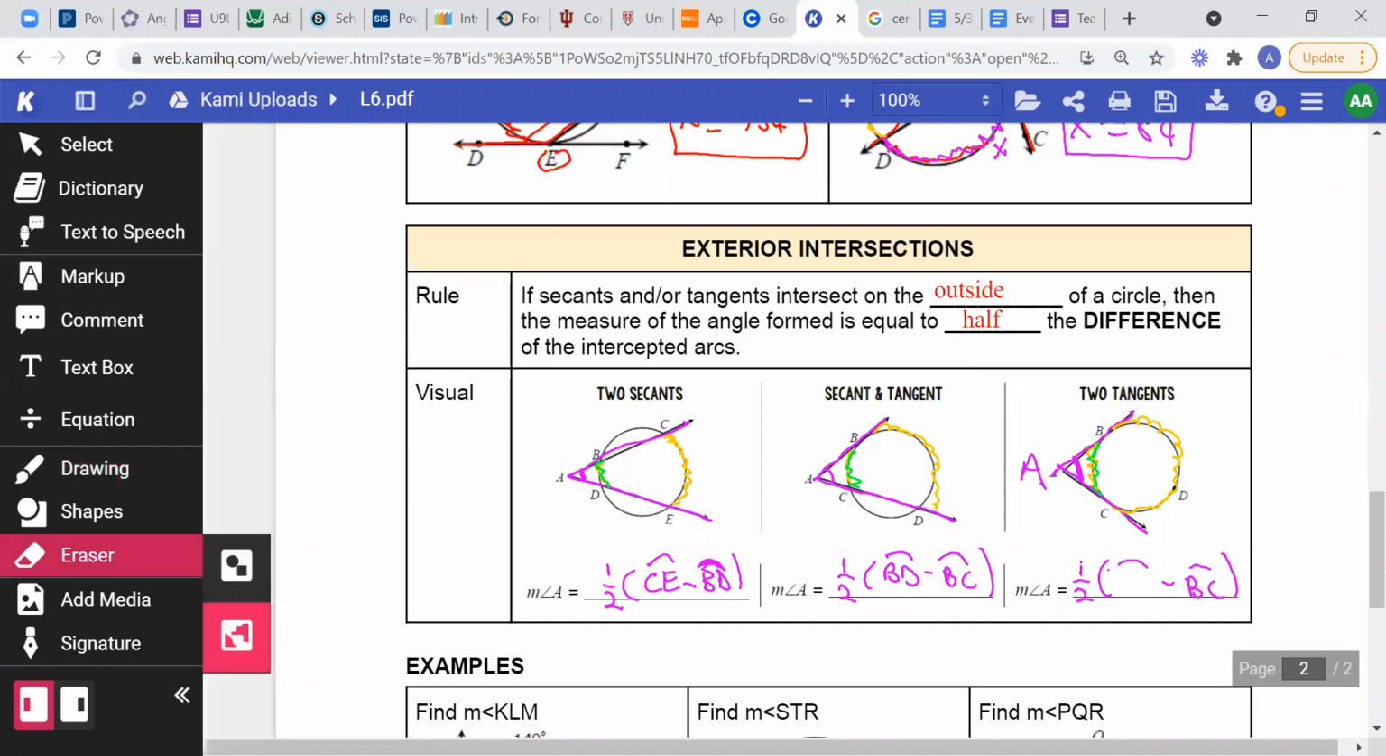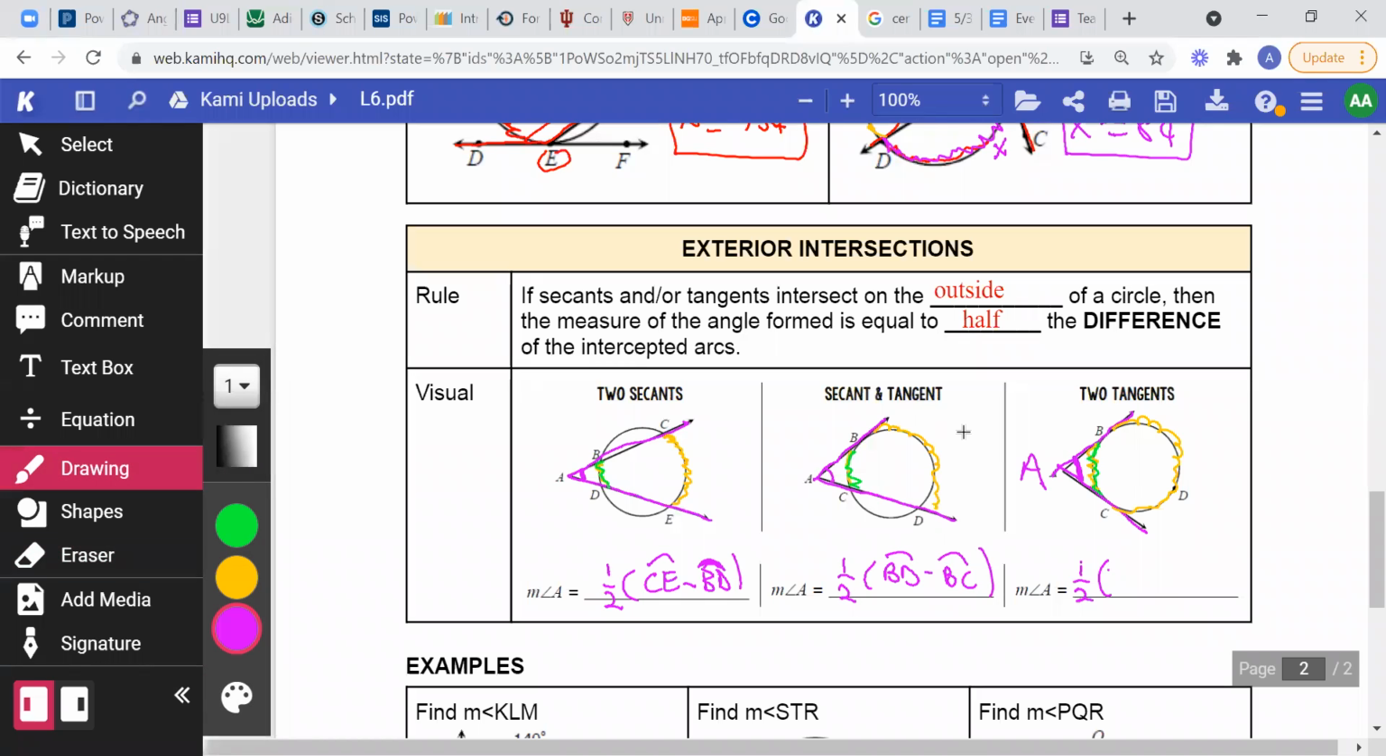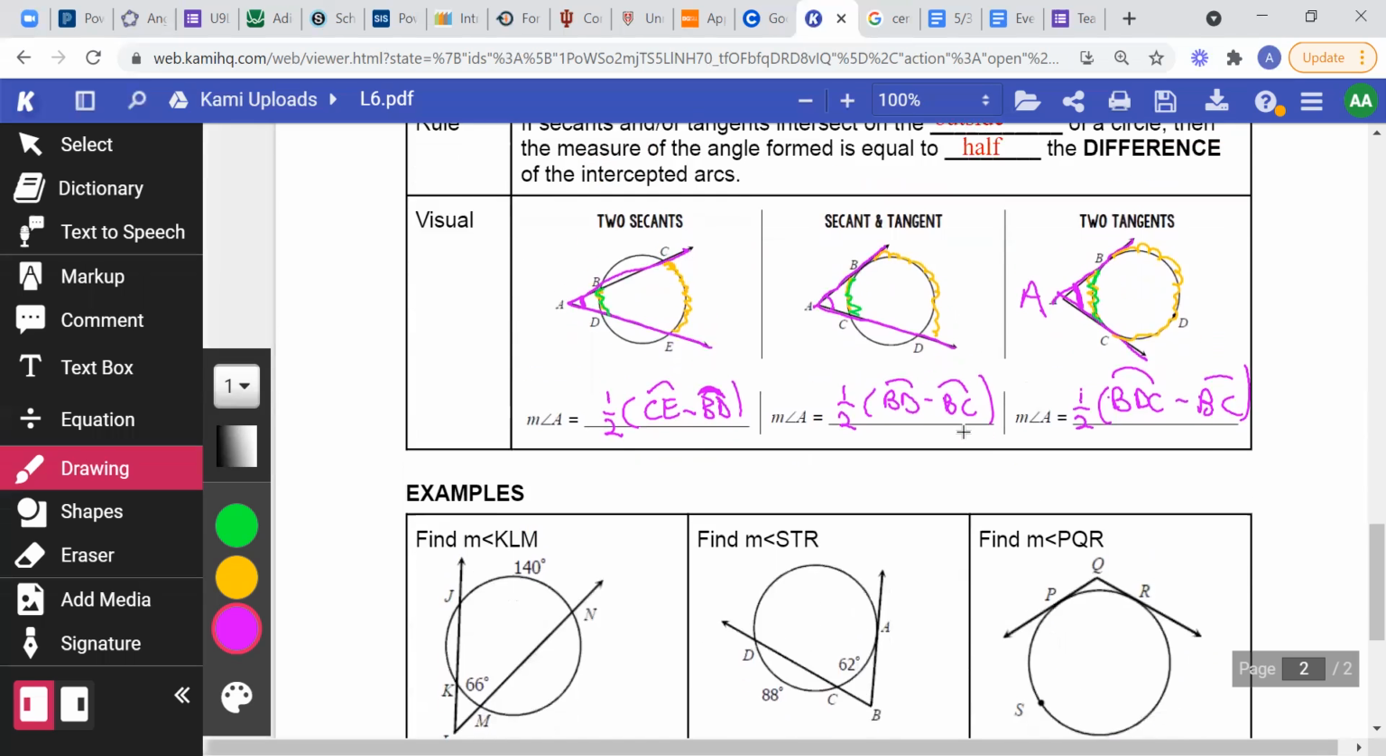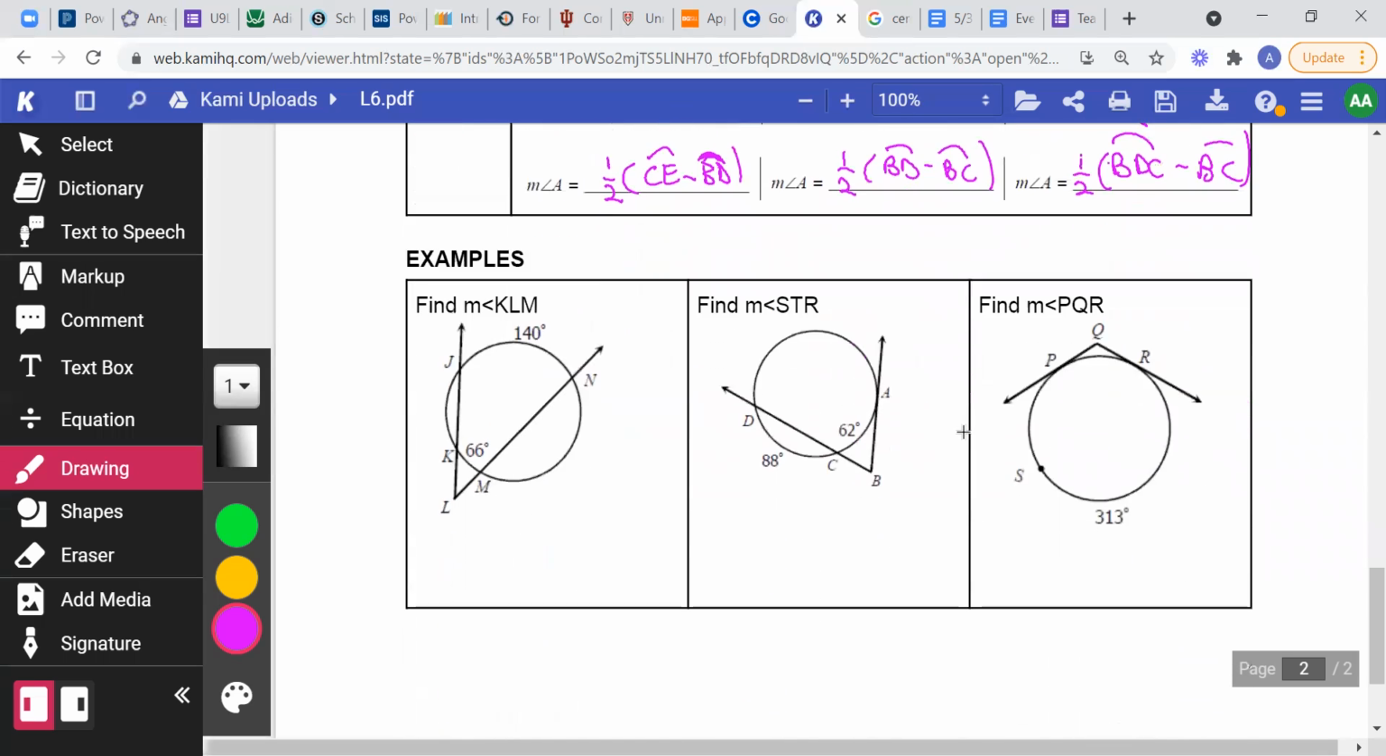So what do I need to do? I need to specify which one exactly. To distinguish between the big one and the small one because they bear the same name, I'm going to add another letter to the big one, because the big one has D on it. So I'm going to say BDC minus BC. The small one does not have an additional letter attached to it, okay? Then we're going to solve these problems here and then call it a day.